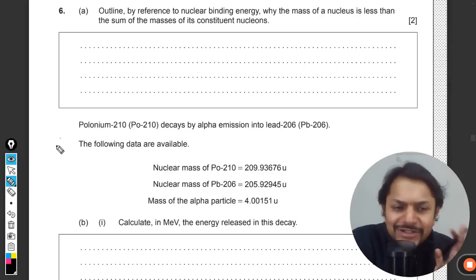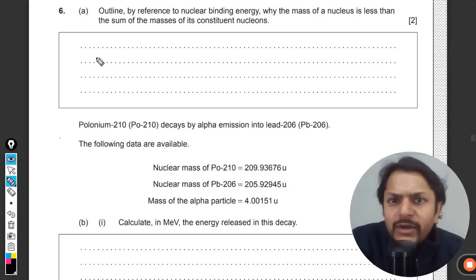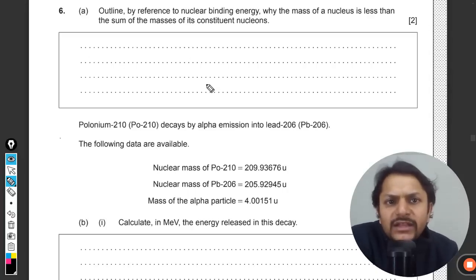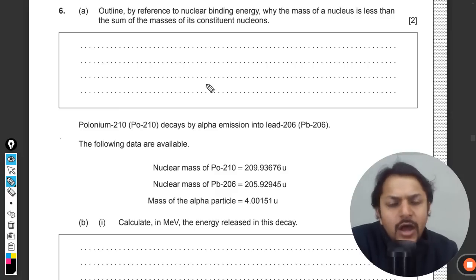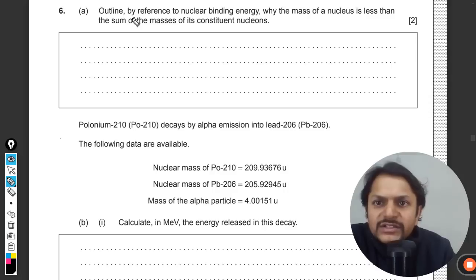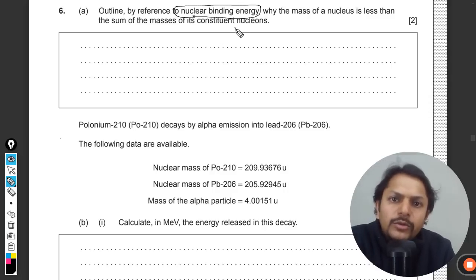Okay, student, let us see what is there in this question. Outline by reference to nuclear binding energy why the mass of a nucleus is less than the sum of the masses of its constituent nucleons. Okay, so by reference to nuclear binding energy, we have to talk about the binding energy first of all.